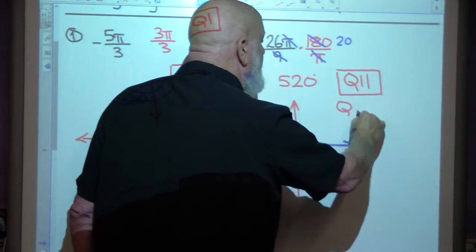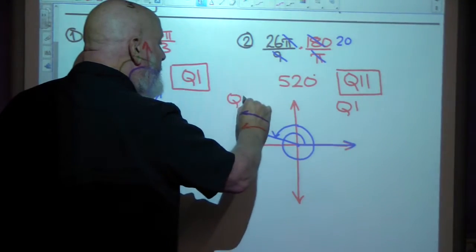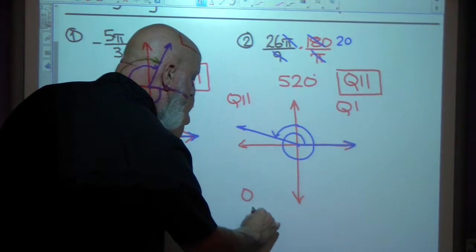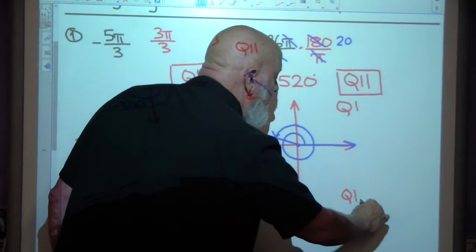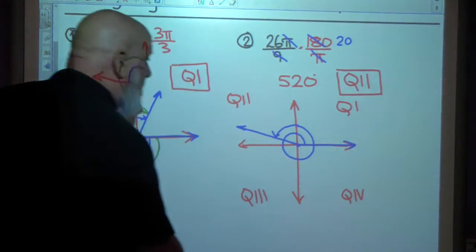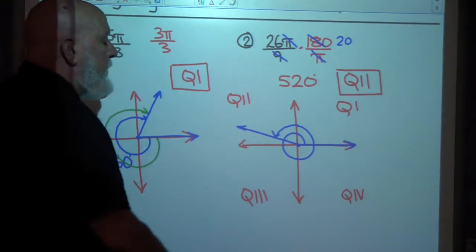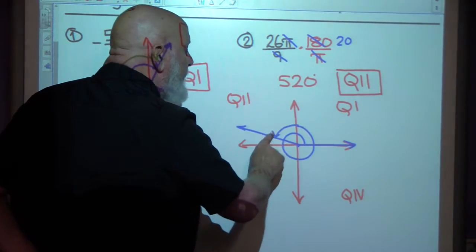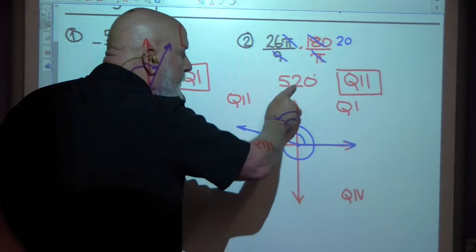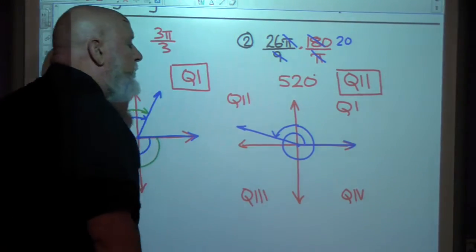Quadrant 1, quadrant 2, quadrant 3, quadrant 4. Okay. And let's see if I've botched it. Here's 360, 450, 540 would be all the way down to 90, and I'd be 20 degrees shy of that. So that's pretty accurate right there.